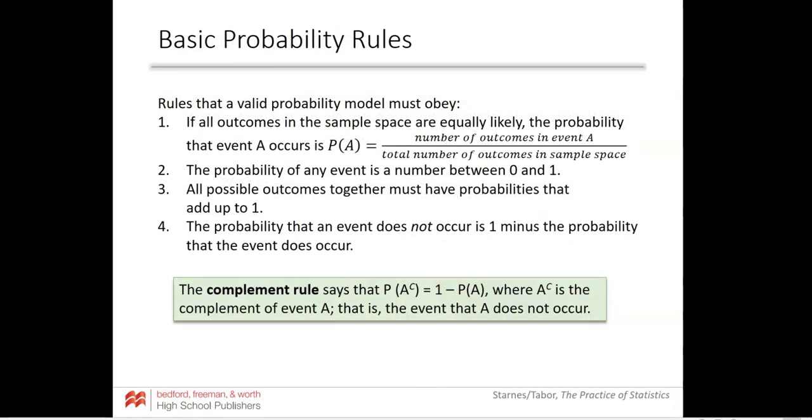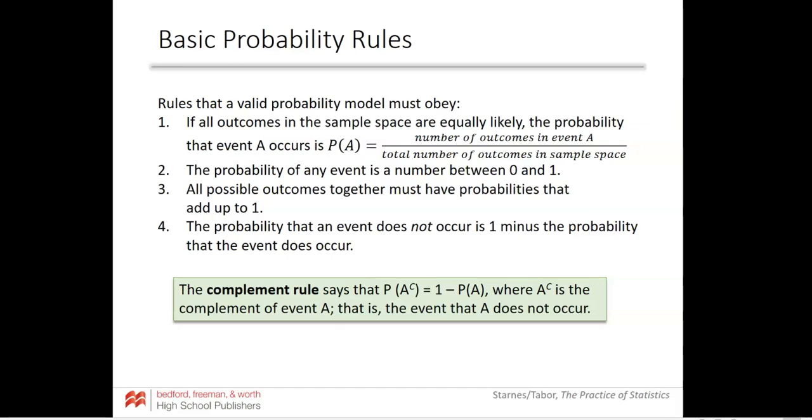These are rules that a valid probability model must obey. If all outcomes are equally likely, as in rolling a die, the probability of an event occurring is the number of outcomes in event A divided by the total number in the sample space. The probability of an event is a number between 0 and 1, and that does include 0 and 1. All possible outcomes must have probabilities that add up to 1. We're going to talk more about that in a minute.